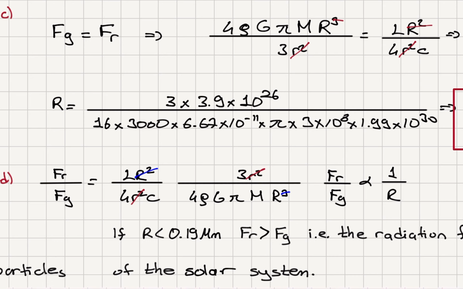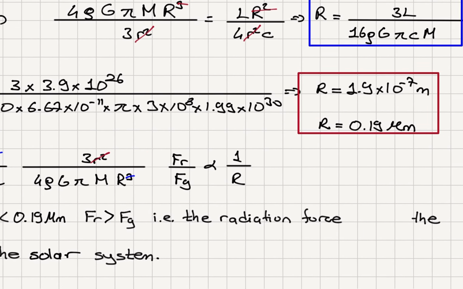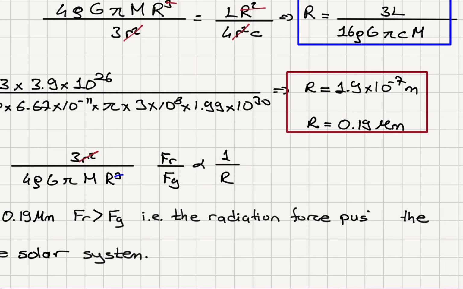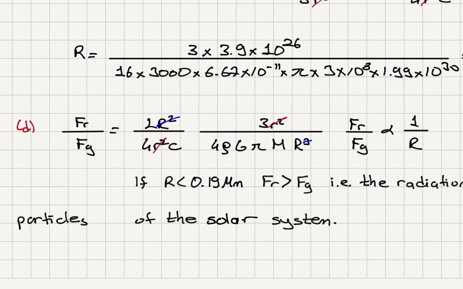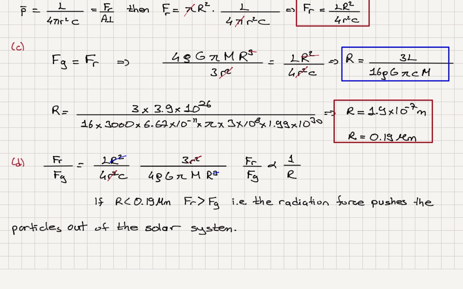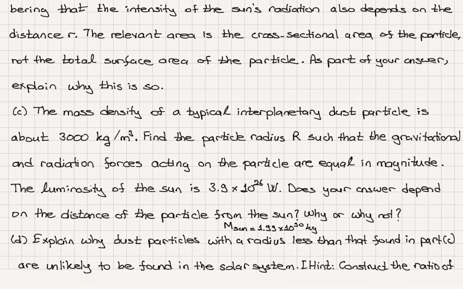If R is too small, this ratio increases, the radiation force will be greater than the gravitational force. That means the radiation force pushes the particles out of the solar system because it wins over the gravitational force. So such particles cannot be maintained in the solar system. So this explains why dust particles with a radius less than that found in part C are unlikely to be found in the solar system.